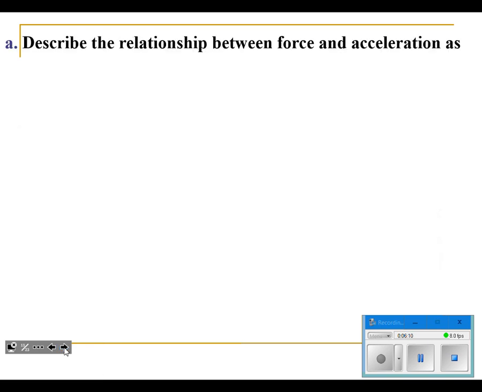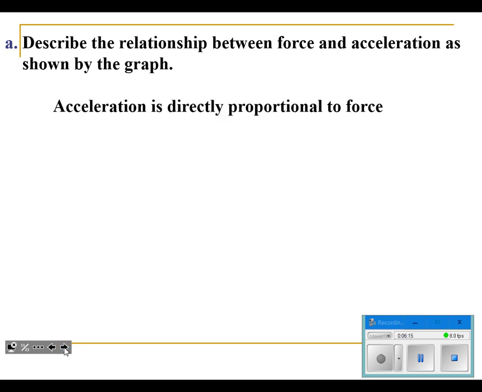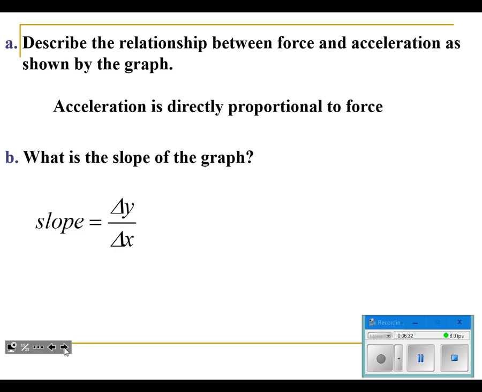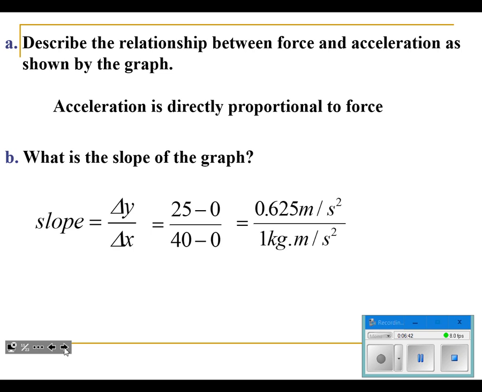So describe the relationship. We would describe that as directly proportional, and you always say that the Y is somehow related to the X. So the Y was acceleration, and it's directly proportional to the force. So what's the slope of this graph? Well, if you remember, slope is the change in Y over the change in X. So we could take our data and say 25 minus 0 over 40 minus 0, and we would end up with 0.625 divided by 1.